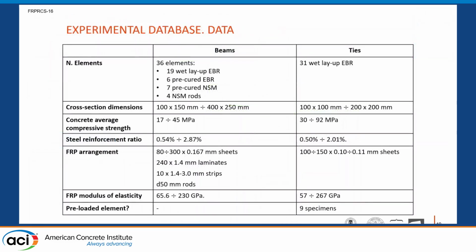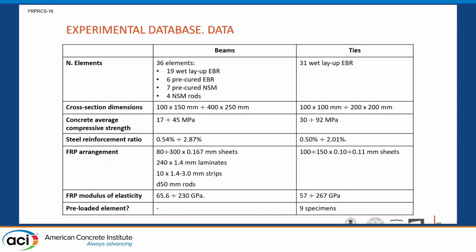The database that we could collect at that moment is not very big. It has only, as you see, 36 elements in flexure and 31 elements in tensile force. For flexion, we managed to find some elements with wet layup EBR, some precured EBR, some precured NSM, and some very few with NSM rods. For ties, all the elements were with wet layup EBR.